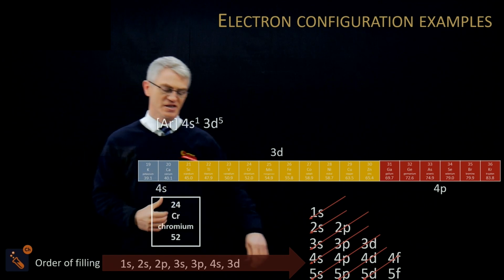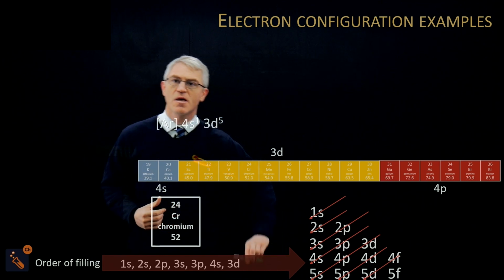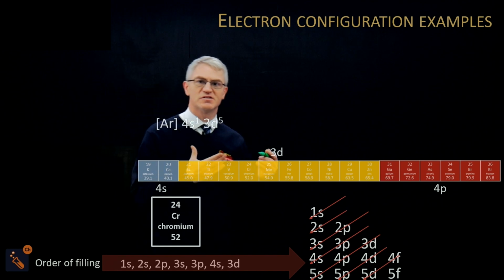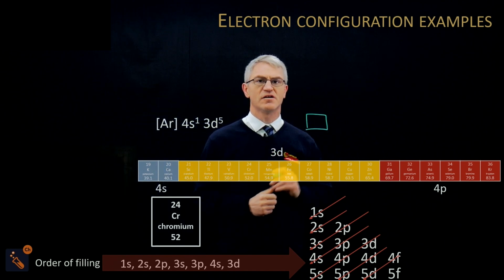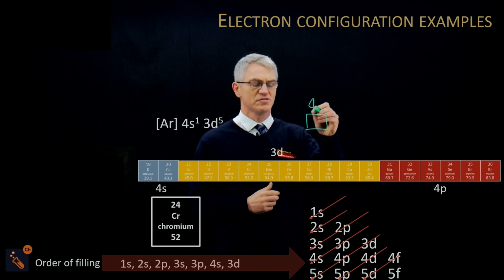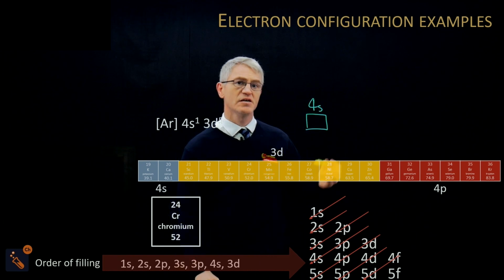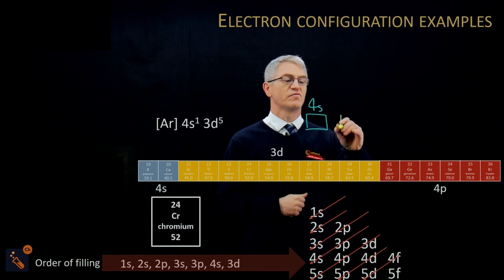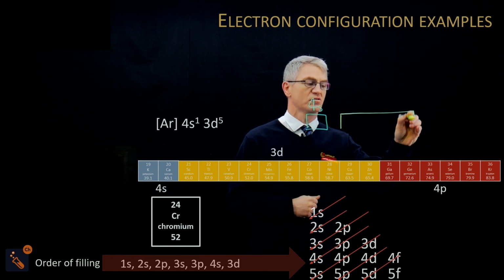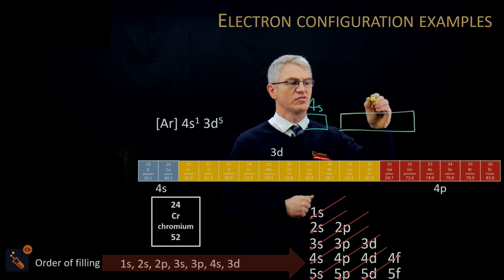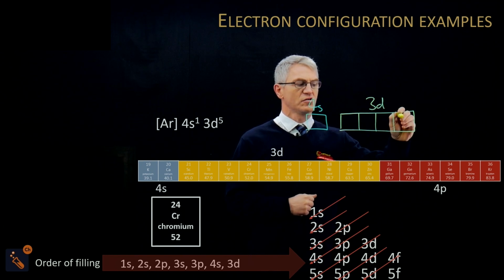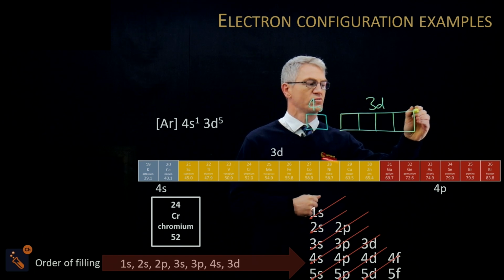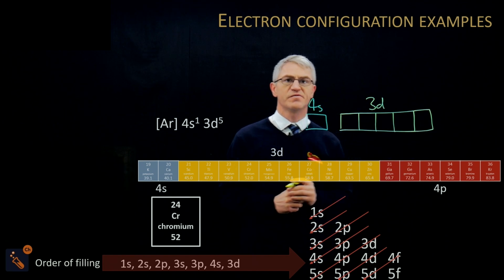Now there's some complex chemistry going on here, but in order to make it really simple for you to understand, I'm going to draw the boxes. Here, that's my 4s, and then I'm going to draw 5 boxes for my 3d: 1, 2, 3, 4, and then 5.